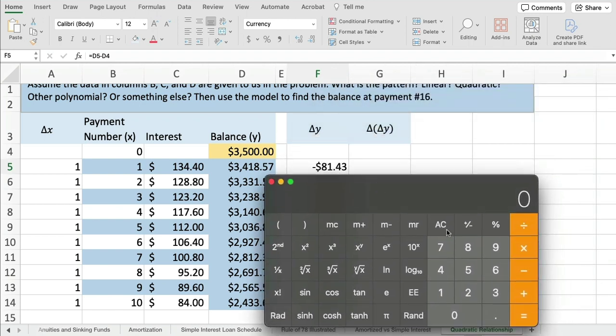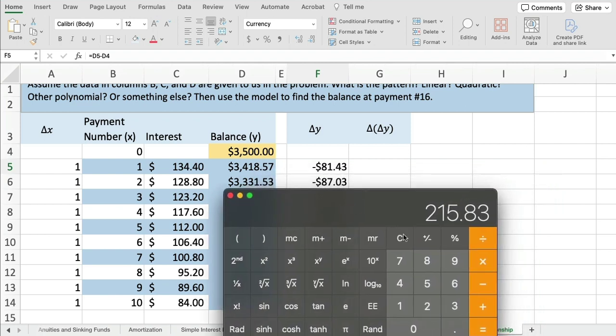We can do this on the calculator. So 81.43 plus 134. So that's the number in column C, 0.40. So balance plus interest is $215.83. It looks like that's what our monthly payment is.